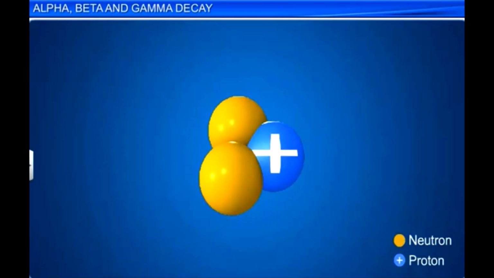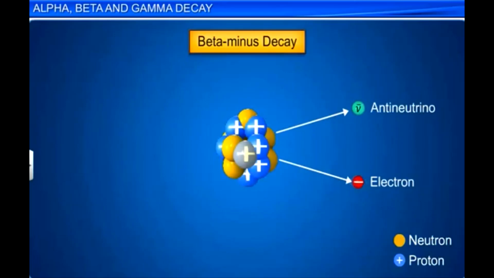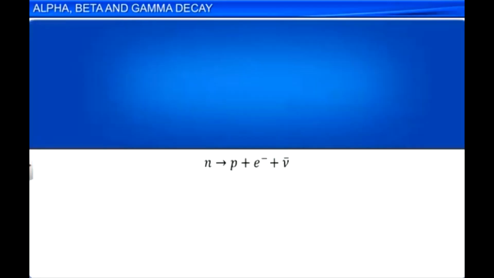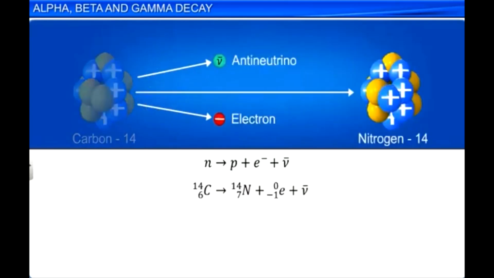The decay in which an electron is emitted is called beta minus decay. In this decay, a neutral, massless particle called an antineutrino, denoted by the symbol nu bar, is also emitted. For example, when carbon-14 decays into nitrogen-14, it emits an electron and an antineutrino, which is denoted by nu bar. This is called beta minus decay, since the particle emitted is the electron.